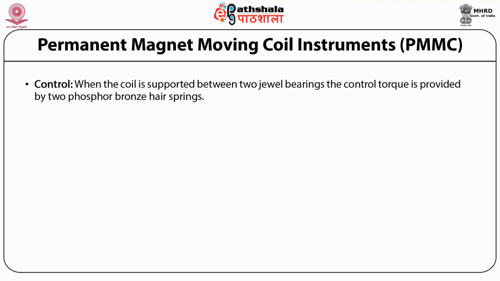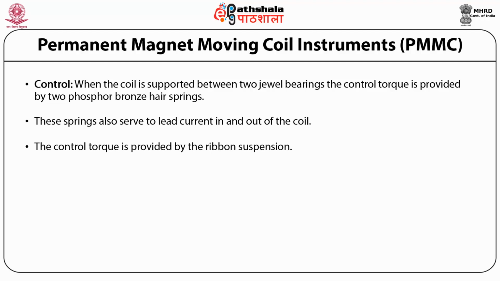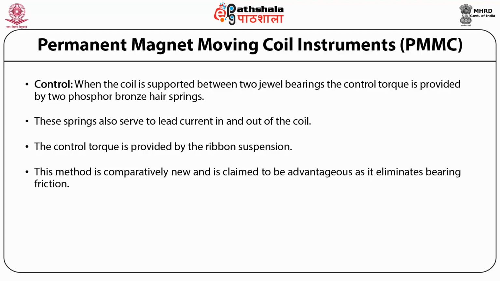When the coil is supported between jewel bearings, the control torque is provided by two phosphor bronze hair springs. These springs also serve to lead current in and out of the coil. Alternatively, the control torque is provided by the ribbon suspension. This method is comparatively new and is claimed to be advantageous as it eliminates bearing friction.